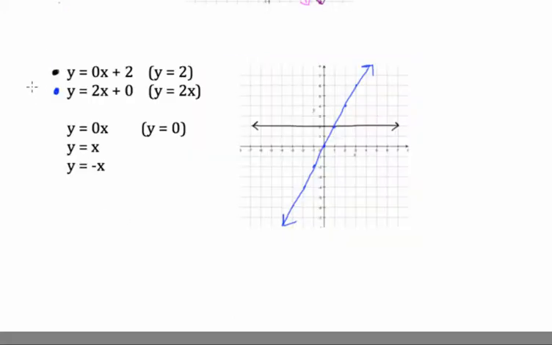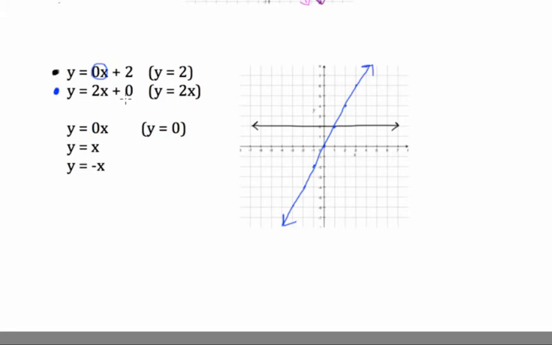I first want to look at the two first equations. I've drawn them in black and blue. I want to talk about the difference between y equals 0x plus 2 and y equals 2x plus 0. What happens when the slope is 0? The m number is 0. Well, this whole term becomes 0, leaving us with just y equals 2. So no slope, a flat slope. That's what happens when you have a flat slope, a slope of 0.